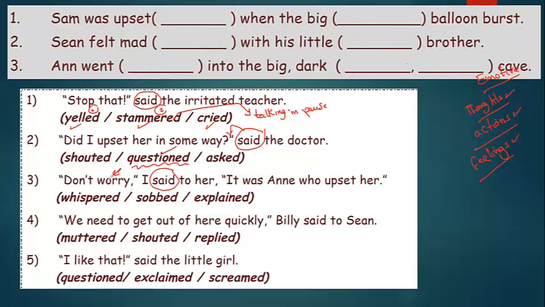Explained, because it doesn't say don't worry. Then "Don't worry," I explained to her. "It was Anne who upset her." It works better. Yes. I told you before, guys, that you can use the relevant word based on what? Based on the situation, okay? So explained here works, and whispered also can work, but explained is better. Thank you.